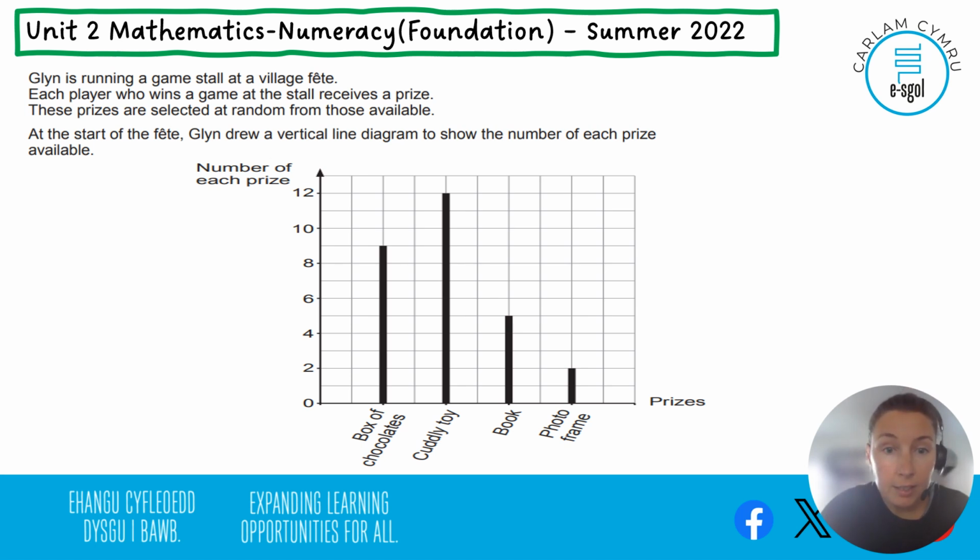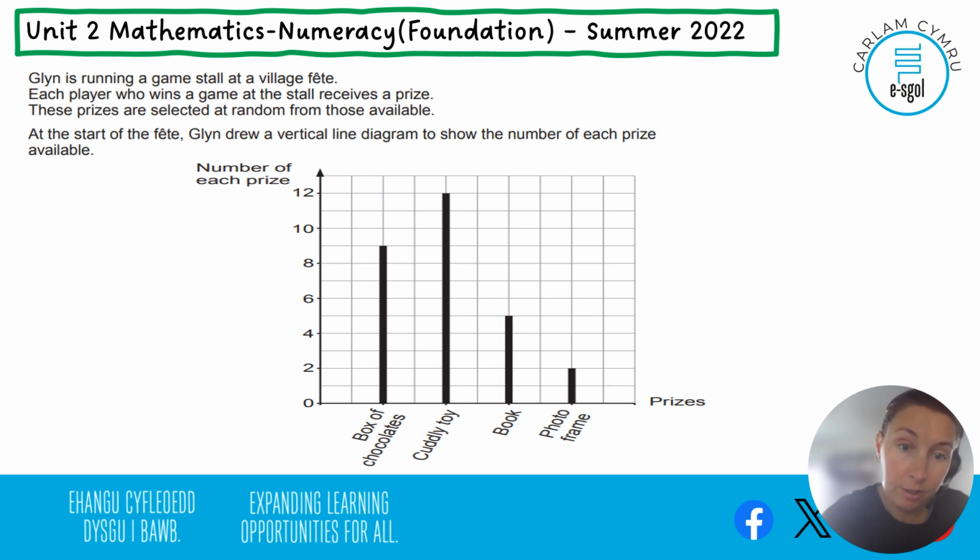So Glyn is running a game stall at the village fair. Each player who wins a game at the stall receives a prize. These prizes are selected at random from those available. At the start of the fair, Glyn drew a vertical line diagram to show the number of each prize available. So our first job here, step 1, is to add these up. So we've got the totals.